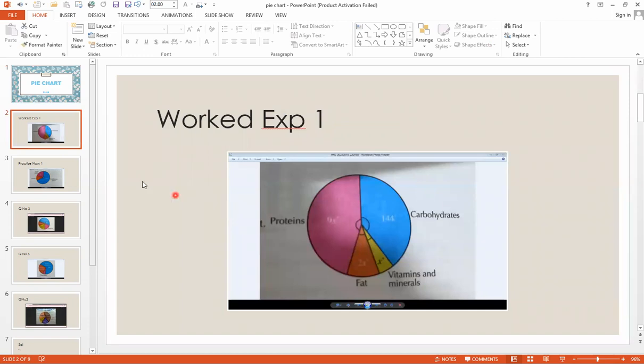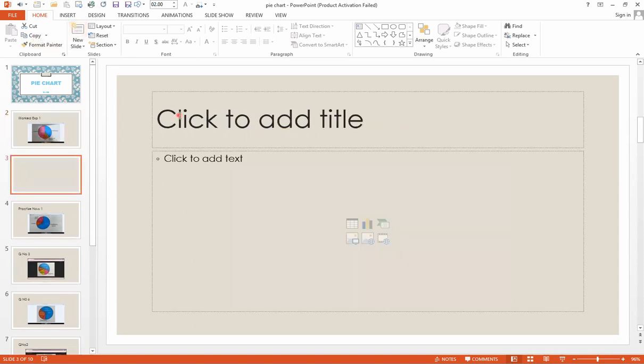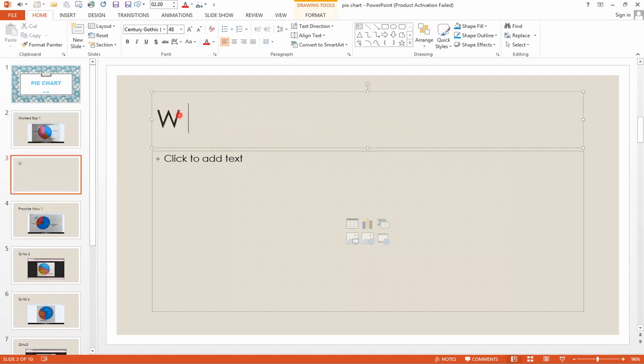This one is the question. Here they gave us a pie chart showing the composition of a food product. As you already studied in science, your food product is a mixture of different nutrients. For example, proteins, carbohydrates, vitamins, minerals, fat, all these are included in your food nutrition. We are doing worked example 1.